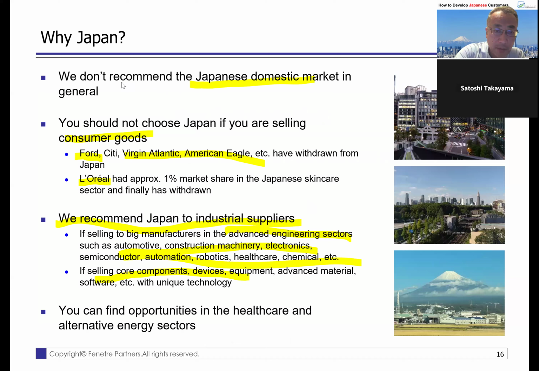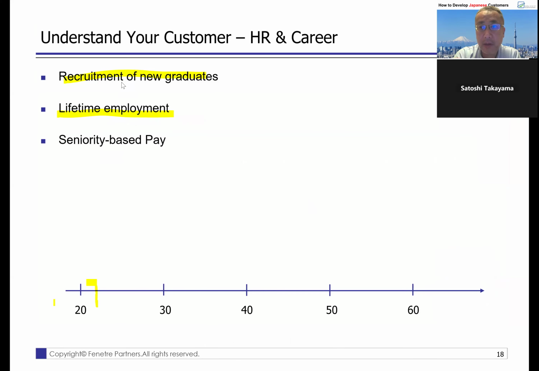Just after graduation from university, we start working for a company, and the company usually hires hundreds of new graduates at the same time. And the recruitment system is similar to military service like the US Marines. And a company puts hundreds of new graduates into a boot camp or a training. So that's our mentality.